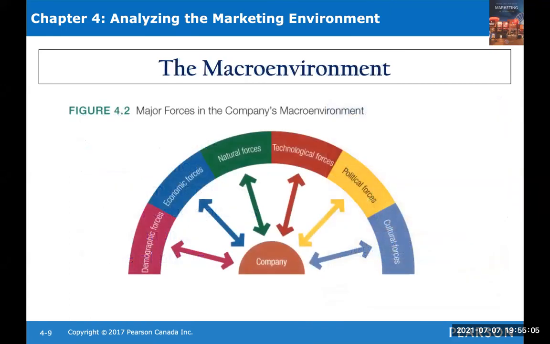The macro environment: now we're talking about demographic forces, and we did talk about it, that even in Jamaica we're becoming an aging population. More Jamaicans are living longer lives, regardless of what we see on the news about murders and so forth, because murders in Jamaica are heavily concentrated in what I would call urban and rural ghettos. It's really in inner city areas that there's a large percentage of crime.